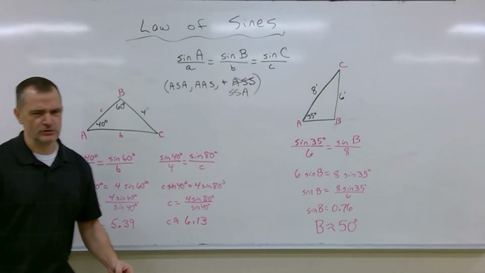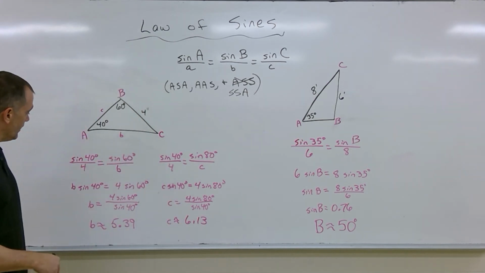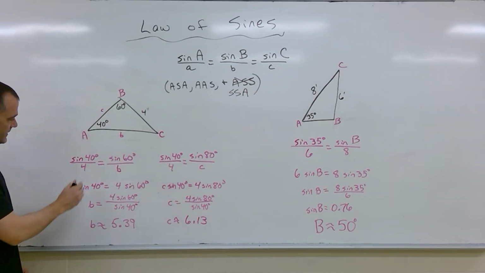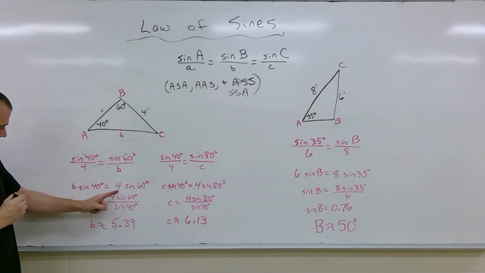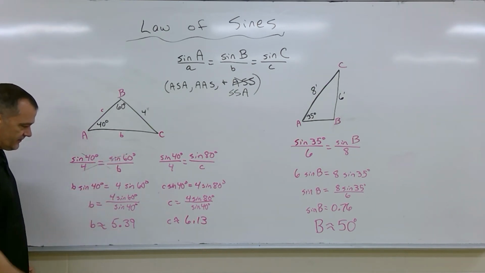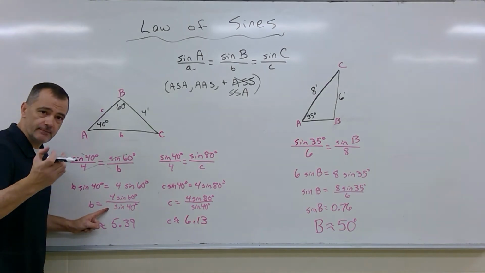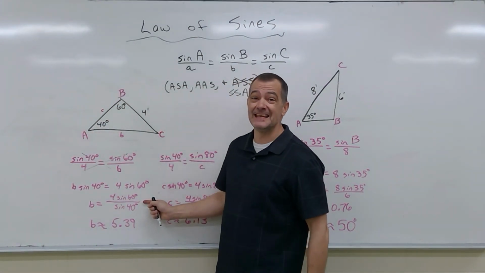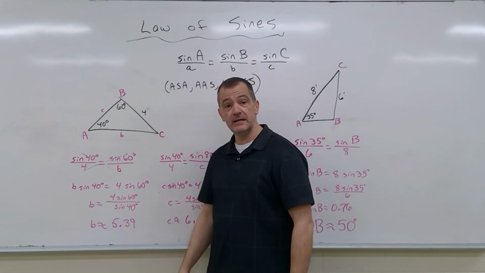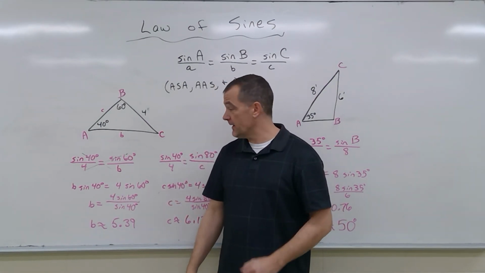Now, I use the means extremes property of proportions, but you call it cross multiplication. So I cross multiplied, got this, cross multiplied, got that. I divided both sides by the sine of 40, and then, like I said, I'm not going to waste the time with the calculator, but make sure your calculator is in degree mode, and please make sure that you follow those order of operations.